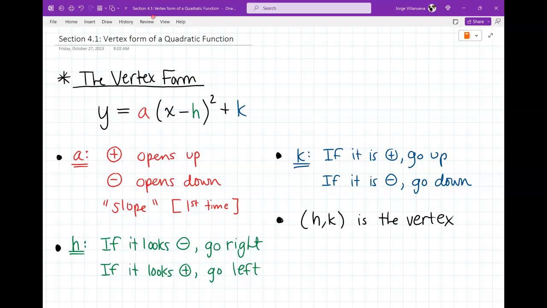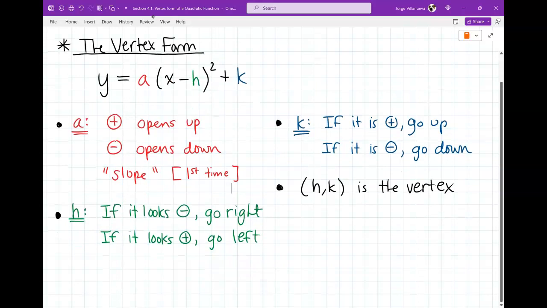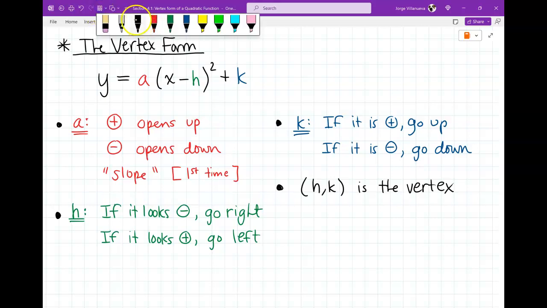And then our H term, it says, again, if it looks negative, that means it's really positive, so go right. If it looks positive, that means it's really negative, so go left. The K term, if it is positive, go up, and if it's negative, go down. And we know that H comma K is our vertex for the absolute value and also for this, okay? Now, so far we understand this part from previous knowledge, right? Stuff we've done from other work before. Now let me introduce a couple of little things that are going to be new, okay?